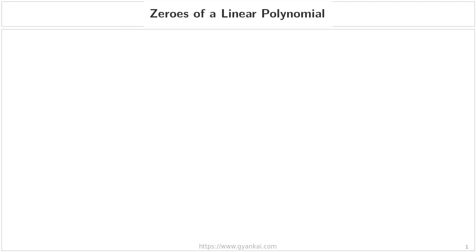Zeros of a linear polynomial. Hello, everyone. Today, we are going to begin a new topic in our algebra unit, zeros of a linear polynomial.